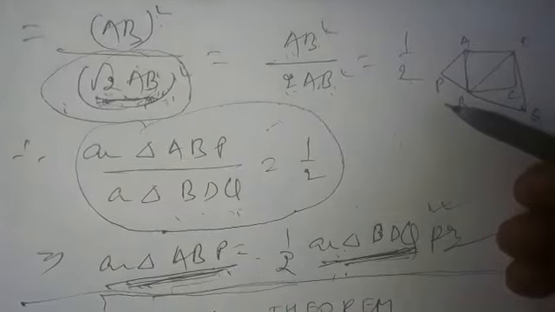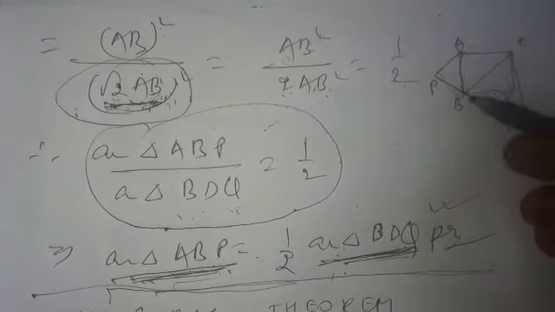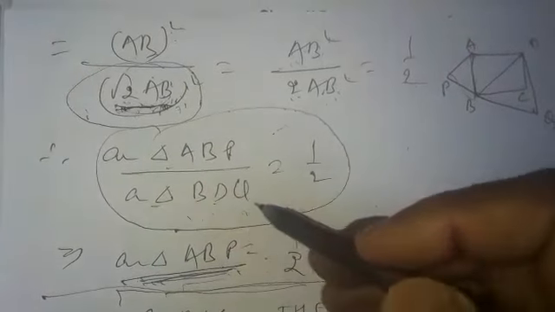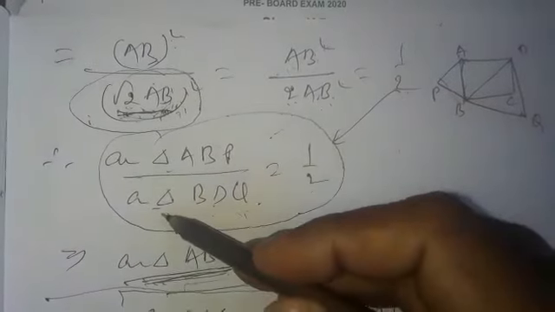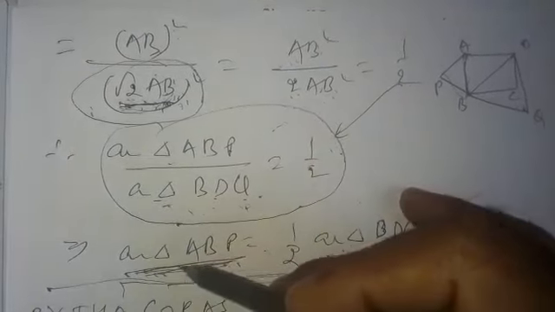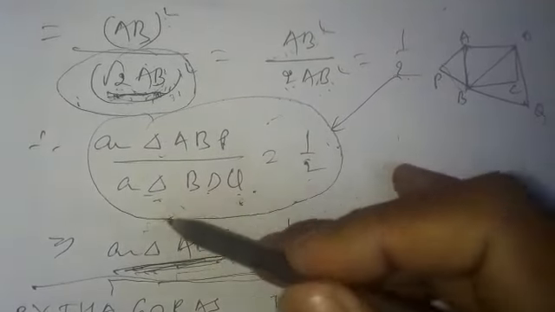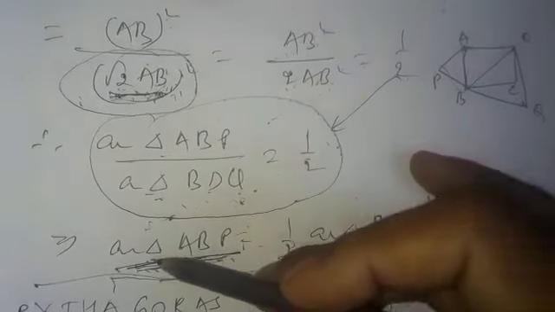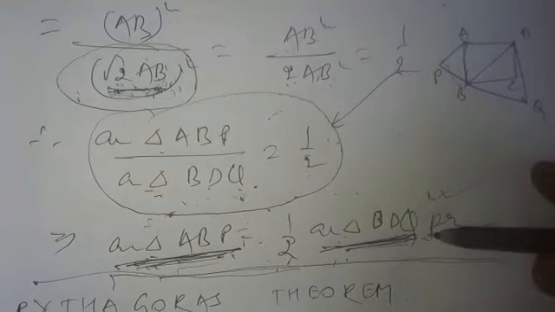Now we find the ratio of triangle APB and triangle BDQ. The area of triangle ABP by the area of triangle BDQ can be written as 1 by 2. Now we will take the area of triangle BDQ to the RHS. The thing which we had to prove has now come. The area of triangle ABP, which is the triangle formed on the side of the square, is equal to half the area of triangle BDQ.